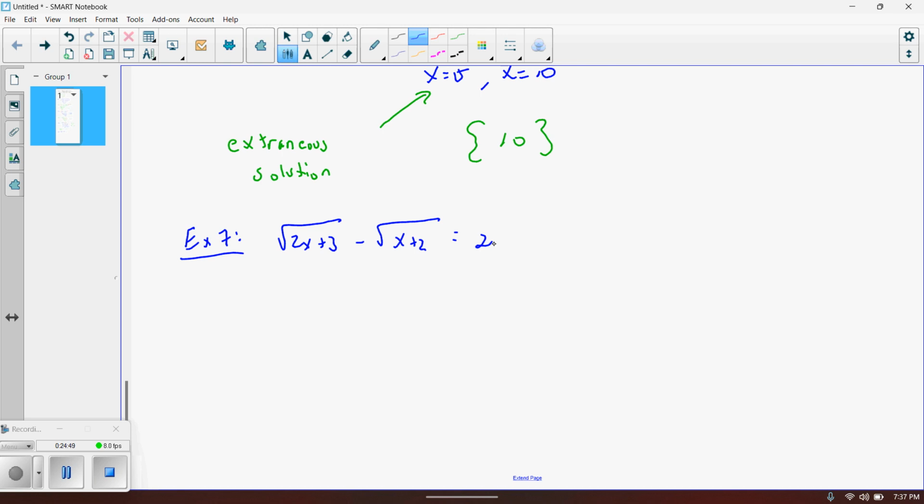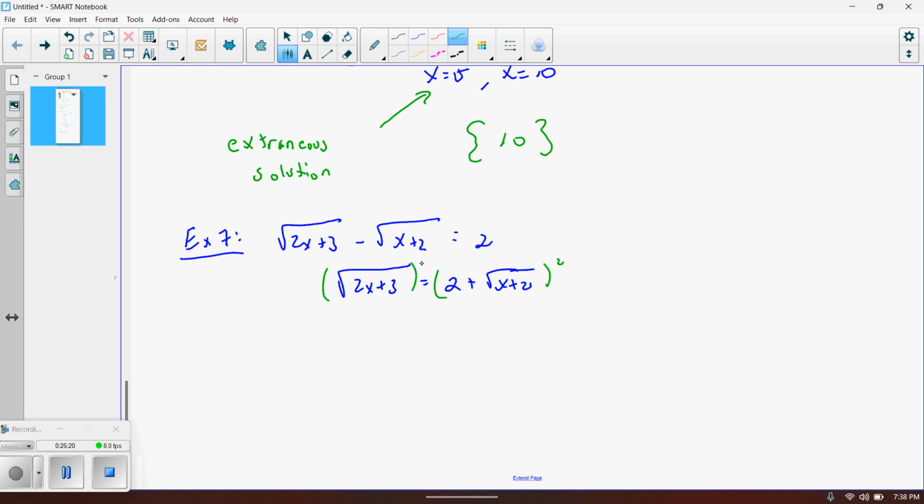So the concept is, let's isolate one of them. Let's get one of them out of here. So I think it'll be easier in this case to add the square root of x plus 2 to both sides. Let's do that. Now, at the very least, when we square both sides, we'll be able to get rid of the one on the left. So let's do that.